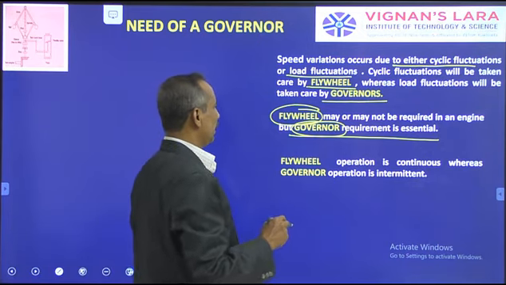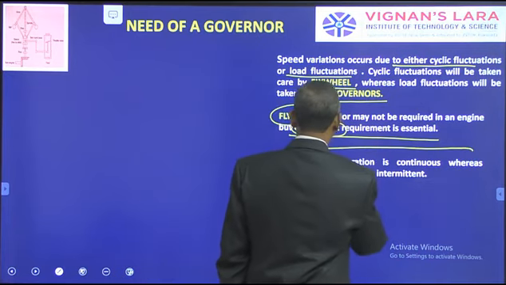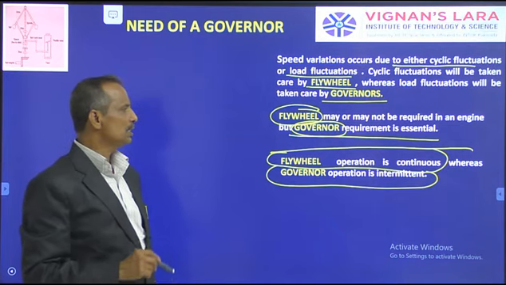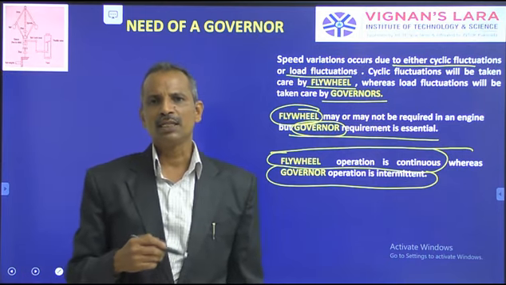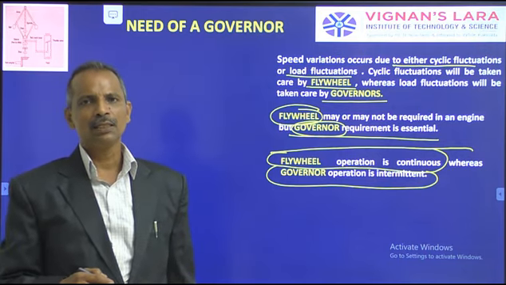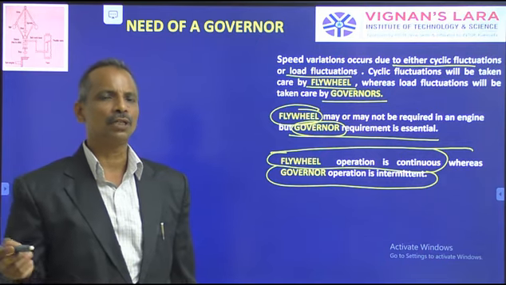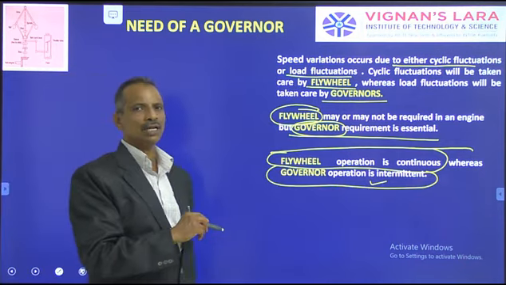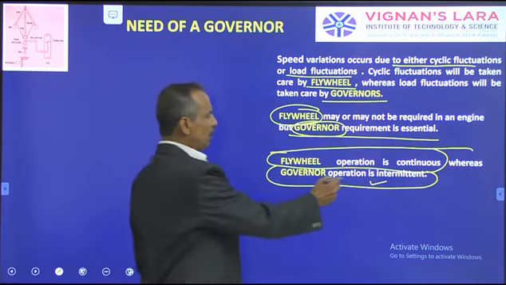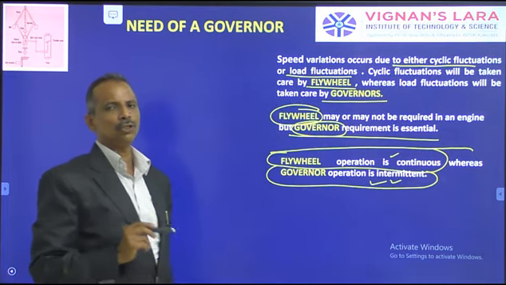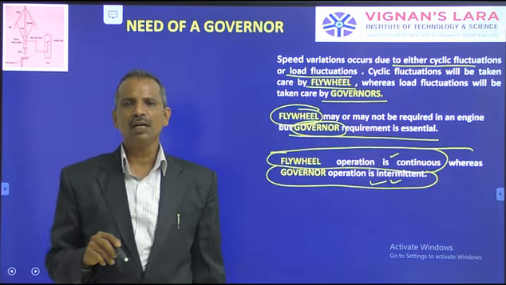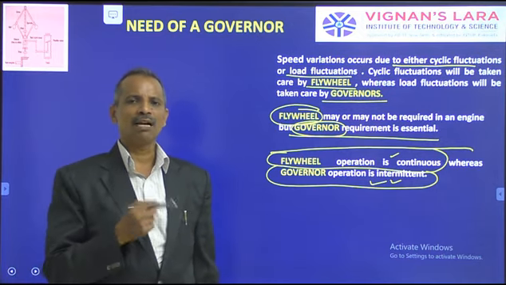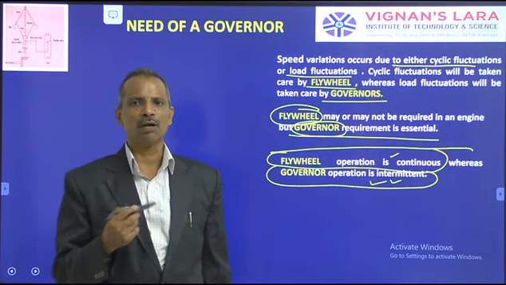The third and last one is that flywheel operation is continuous, whereas governor operation is intermittent. Flywheel operation is a continuous operation. That means, as I stated, it is cyclic in nature, so every cycle it repeats. So it works continuously. Then what about the governor? If there is no load fluctuation, then the governor will not come into operation. So its operation is intermittent, and the flywheel operation is continuous. So let me repeat, the flywheel is taking care of cyclic fluctuations to maintain constant speed, whereas the governor will take care of load fluctuations to maintain constant speed.